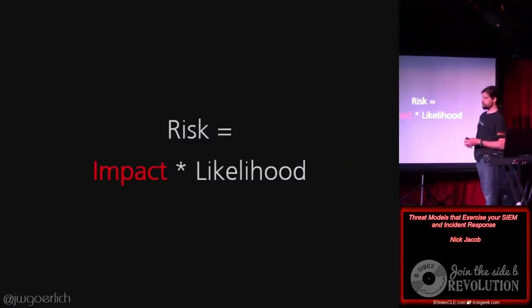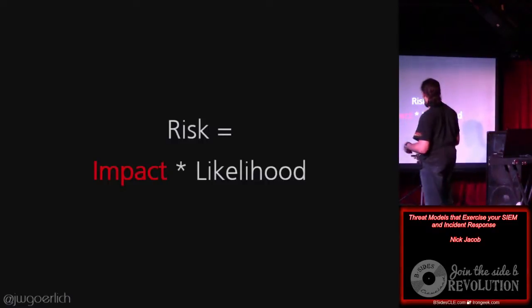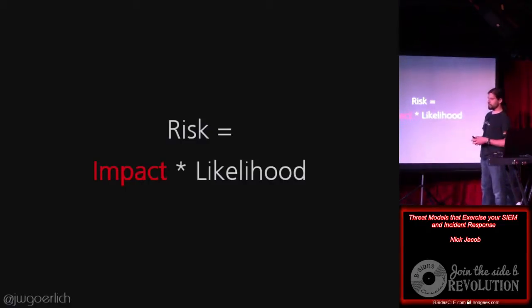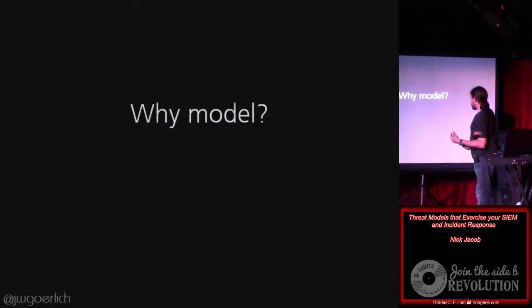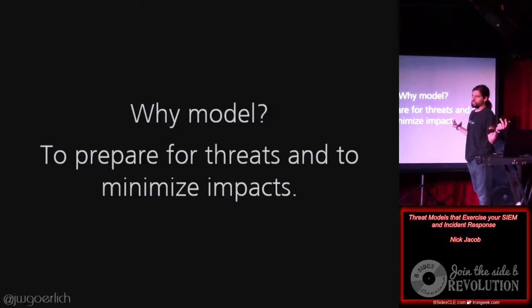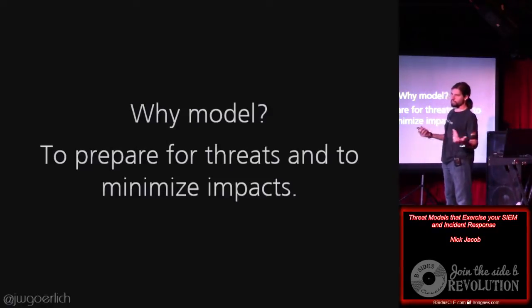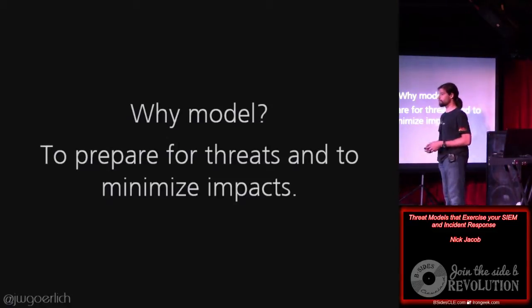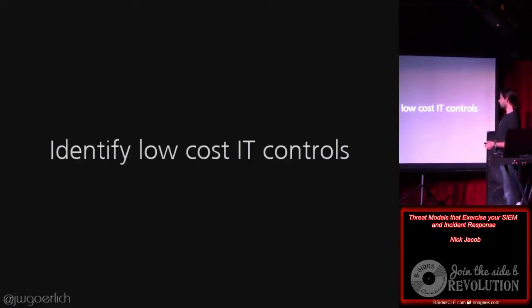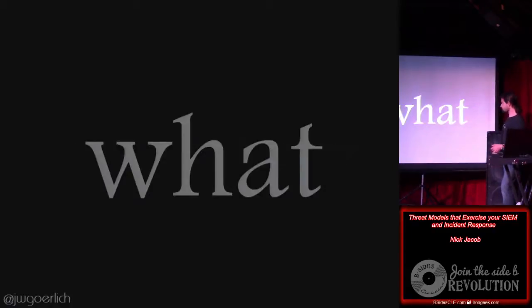And risk, which is what we're going to be calculating with this, is impact times likelihood. If a tree falls in a forest and nobody hears, it doesn't really matter. And likewise, if that's a major impact, it only happens once, you have to model based on that. So, why model? You prepare for the threats and minimize the impacts. You bring the impact to zero, the rest of the equation doesn't matter to your organization whatsoever. And likewise, if that impact is a great impact, then you're going to get some corporate buy-in once you're able to convince higher-ups that that needs to happen. So, you identify some low-cost IT controls, which brings us to the what.